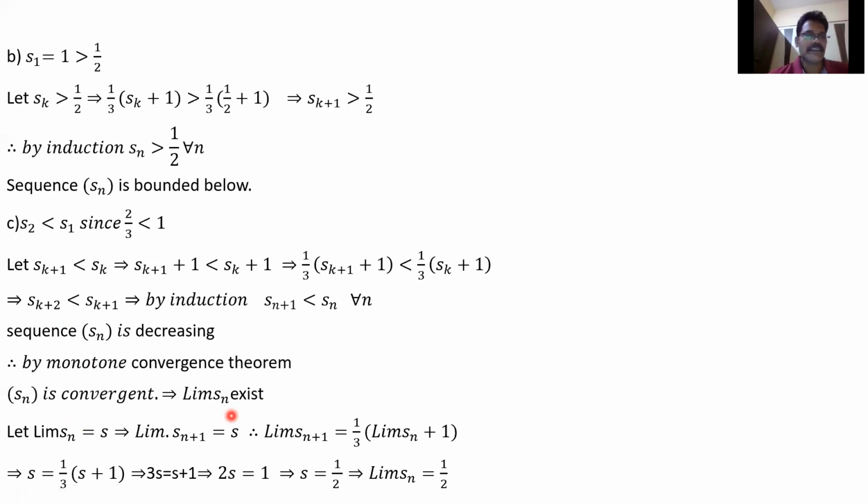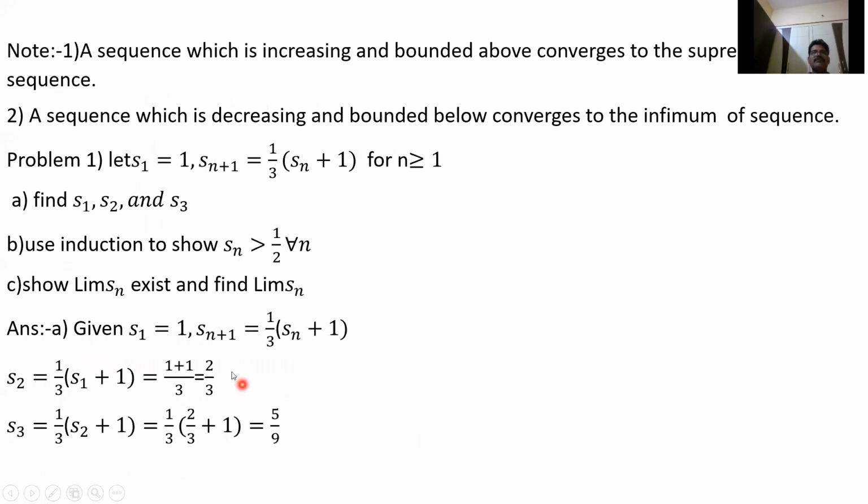So now we have to find the limit of S(n). Let limit S(n) equal S. Automatically the limit of S(n+1) is also S. How? Because S(n+1) is a subsequence of S(n). So the limit of S(n+1) also is equal to S. So from the definition, what is S(n+1) actually? S(n+1) is 1 by 3 S(n) plus 1.